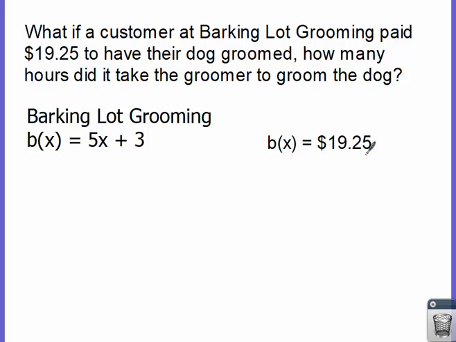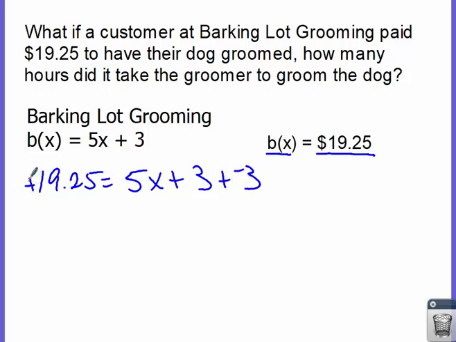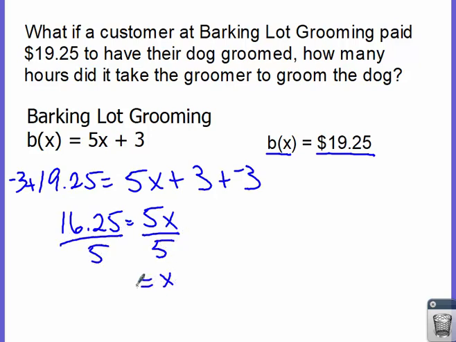Okay, so what we can do with this particular thing, since I know b of x is equal to 19.25, I can actually substitute the 19.25 for the b of x. 19.25 is equal to 5x plus 3. And then I use algebra in order to solve this. So the first thing I need to do is get rid of this 3. So I'm going to add a negative 3 to both sides. So that gives me 16.25 is equal to 5x, and then I divide both sides by 5. And when you divide that, I believe you get 3.25.